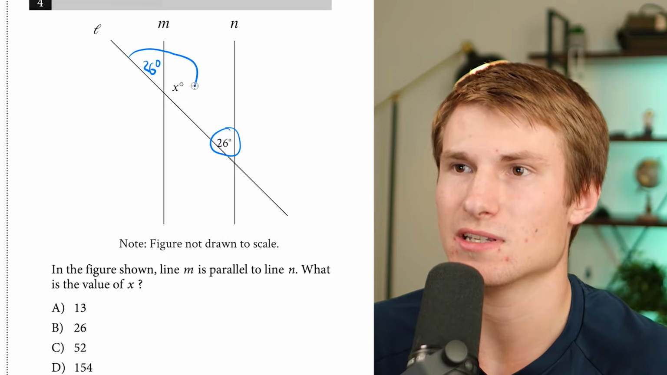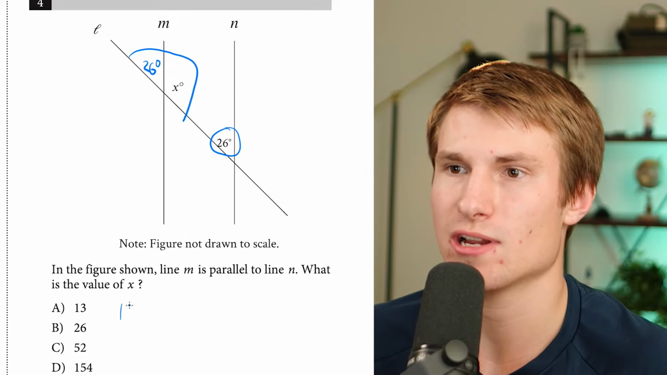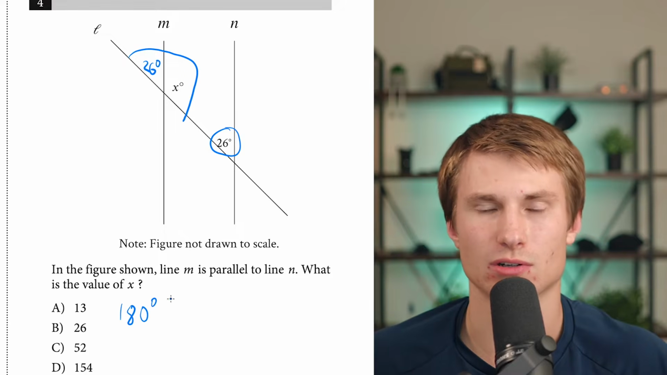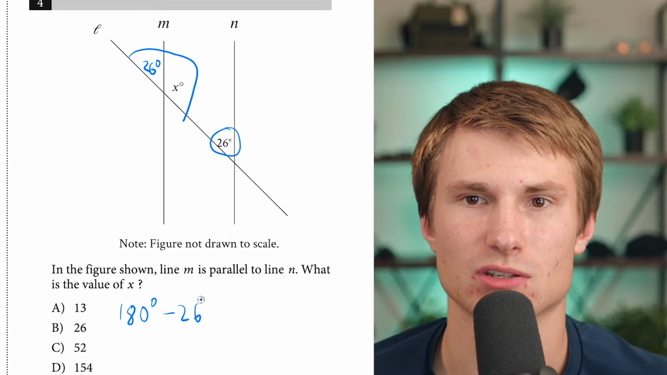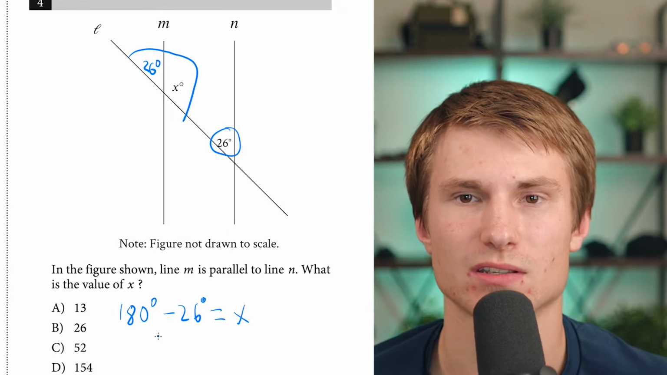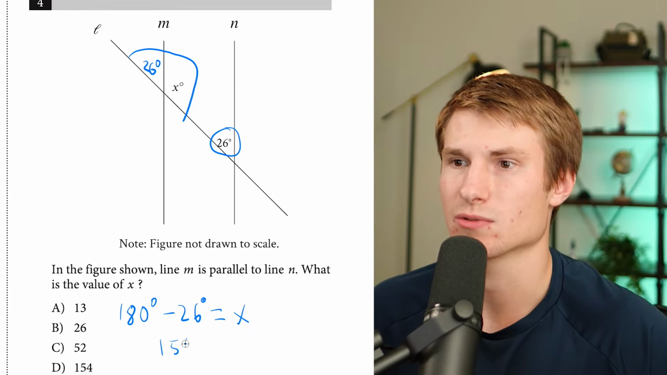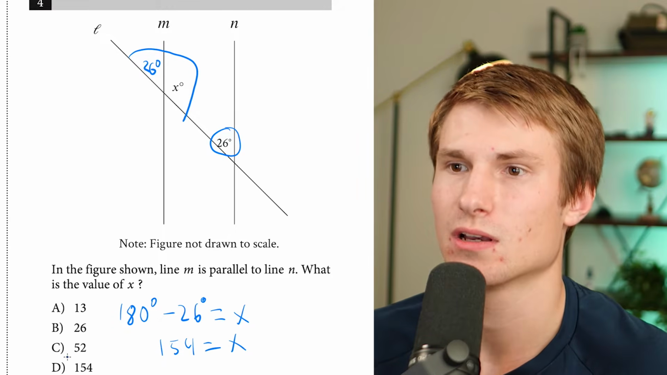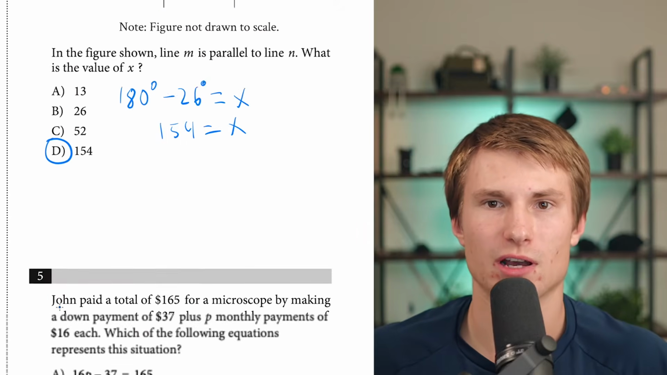From there, it's really easy to calculate x because we know that we have 180 degrees from that semicircle. Then we subtract the 26 degrees, and that'll leave us with the value of x. 180 minus 26 leaves us with 154 as the value of x. So our answer there will be D. All right, moving on to question number 5.